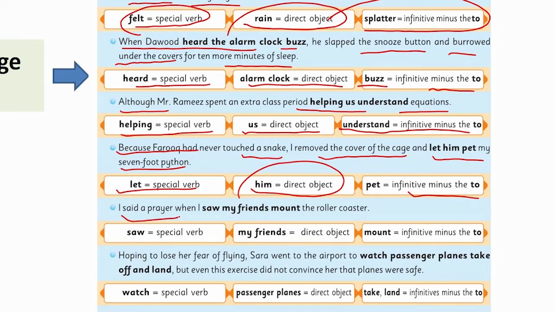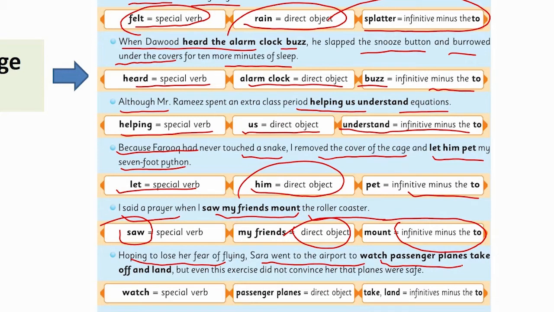I said a prayer when I saw my friends mount the roller coaster. Saw is a special verb here, and my friends is a direct object, and mount is an infinitive minus the to. Two: Hoping to lose her fear of flying, Sara went to the airport to watch passenger planes take off and land, but even this exercise did not convince her that planes were safe. Watch is a special verb. Passenger planes is a direct object, and take off is an infinitive minus the to.